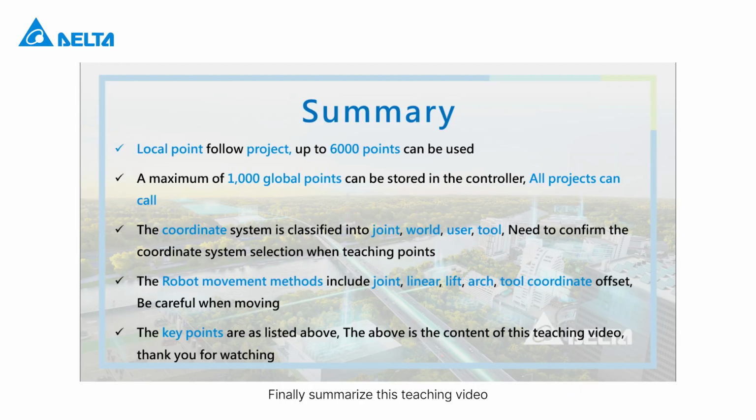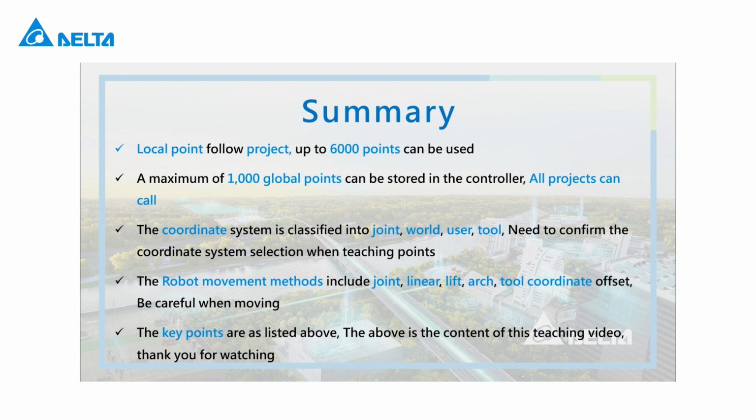Finally, let's summarize this teaching video. Local points follow the project, and up to 6,000 points can be used. A maximum of 1,000 global points can be stored in the controller, and all projects can call them. The coordinate system is classified into joint, world, user, and tool. You need to confirm the coordinate system selection when teaching points.